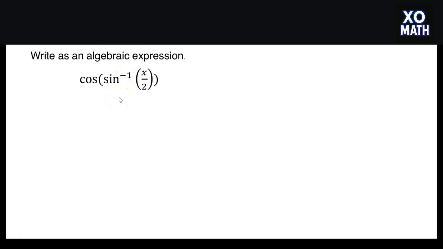So the idea is that sine inverse of x over 2 is some angle. And so let's take a second to call that angle theta. Then this problem becomes find cosine of theta. Well, if theta is sine inverse of x over 2, then we know by the definition of an inverse that sine theta is equal to x over 2. That idea of taking sine of both sides.